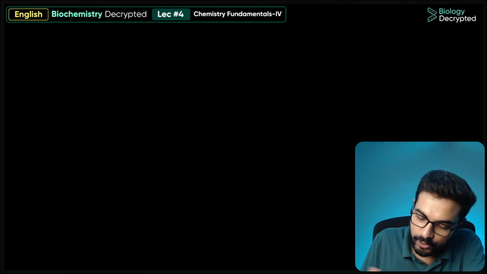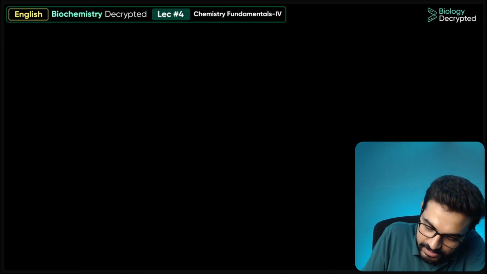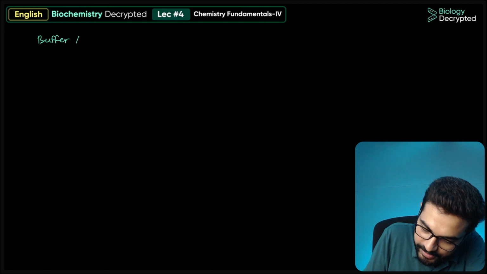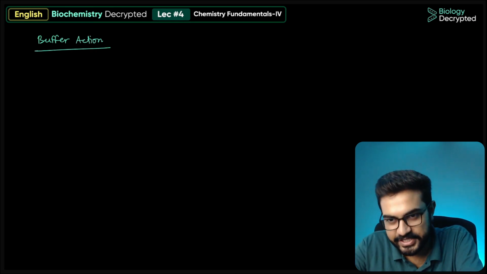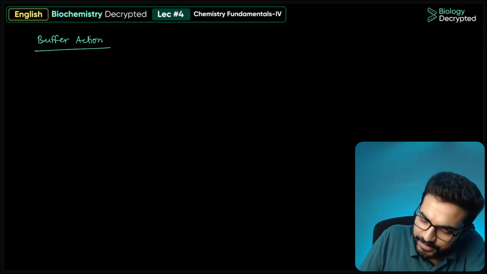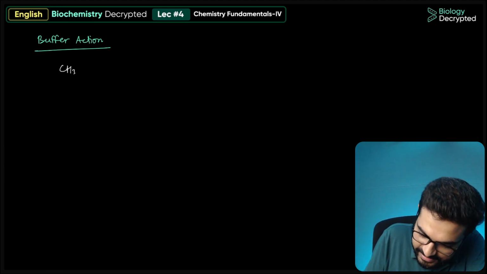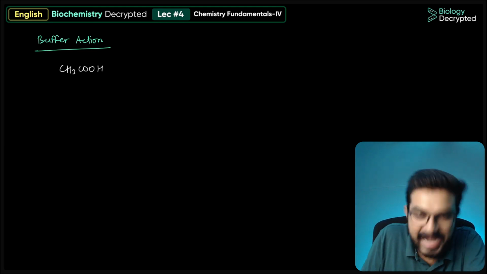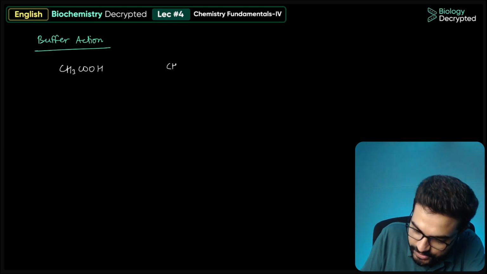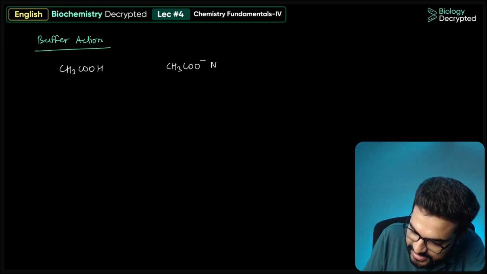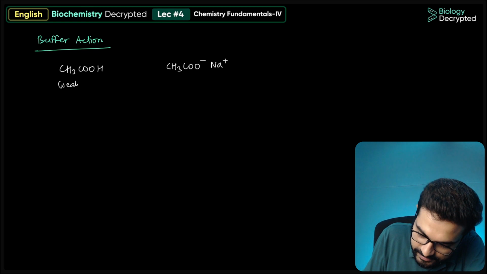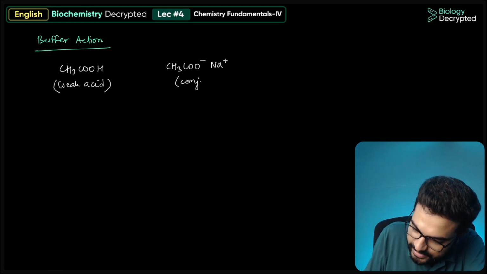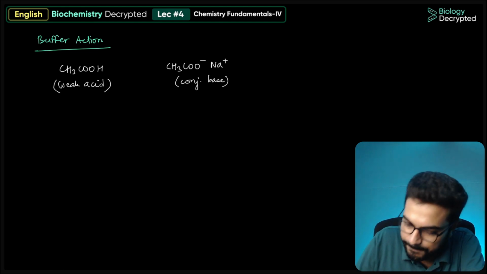Now let's talk about buffer action. Let's finally talk about buffer action, that is the last topic, and we will be concluding our lecture thereafter. Let's take an example of an acidic buffer. There is a weak acid and its salt, that is its conjugate base, CH3COO minus Na plus. Now this is the weak acid, this is the conjugate base.